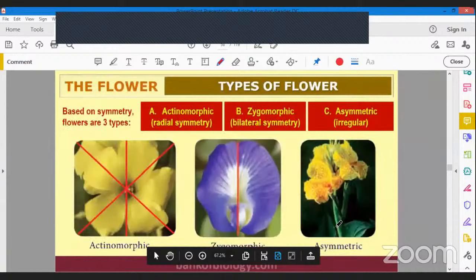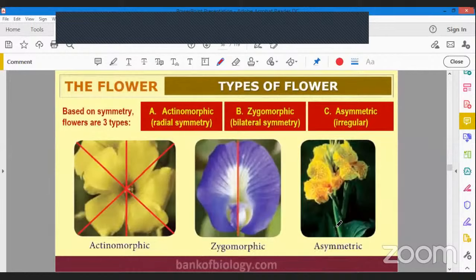Done. So types of flowers. We have three major types of flowers based on symmetry. What are they? They are actinomorphic, zygomorphic, and asymmetrical. Actinomorphic means radial symmetry. Zygomorphic means bilateral symmetry. Remember, in the animal kingdom we did the same type. And here we see asymmetry, that means irregularly shaped. So take it down. Then we'll give explanation for each one of them.